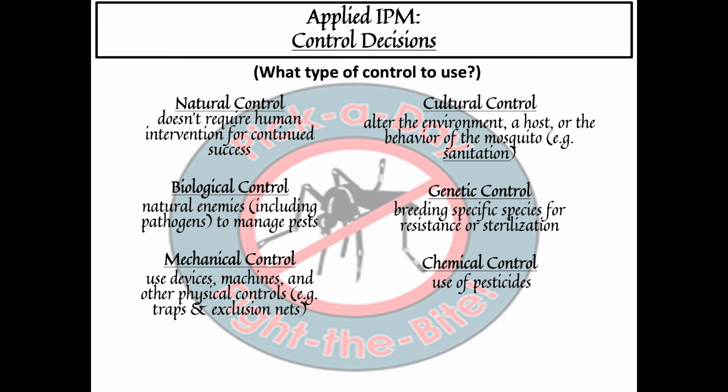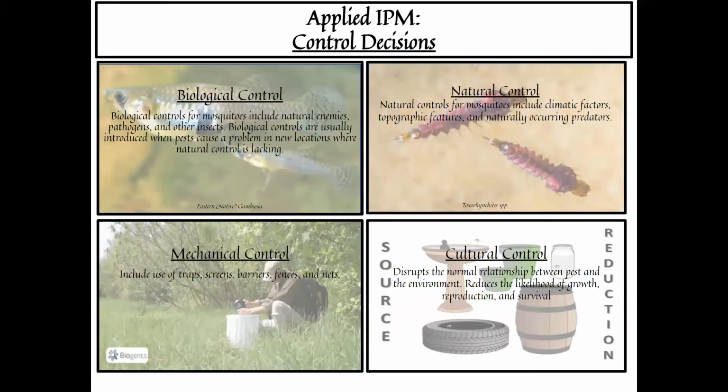Which control technique do you think your municipality uses and why? While I won't get into all the specifics, it is important to know that while similar, natural and cultural controls are different in that cultural control is achieved with human intervention, even though the method used may be natural. For example, they may be using a predator that is naturally a mosquito predator.